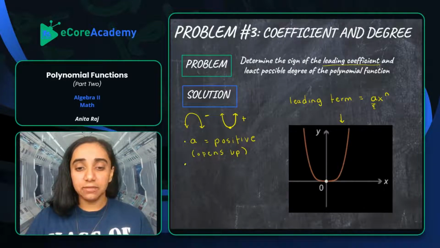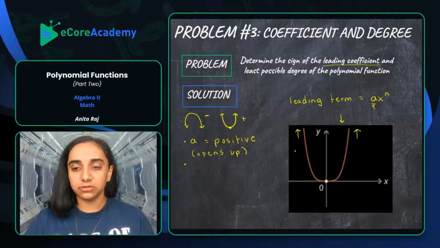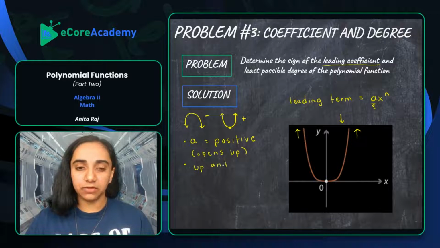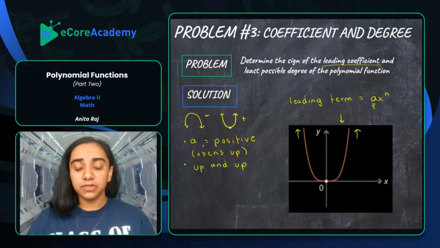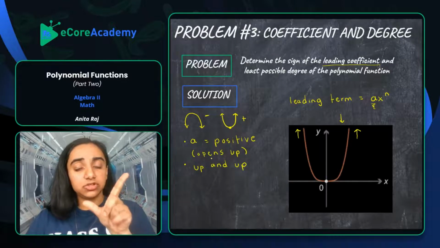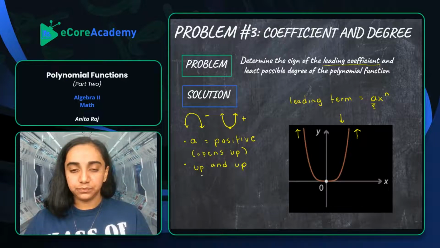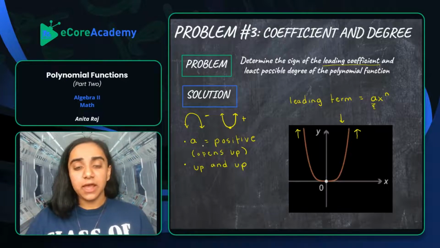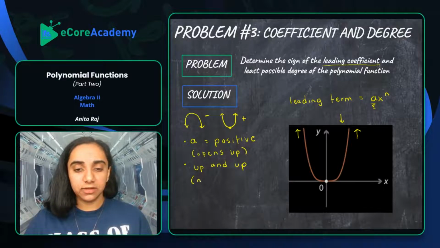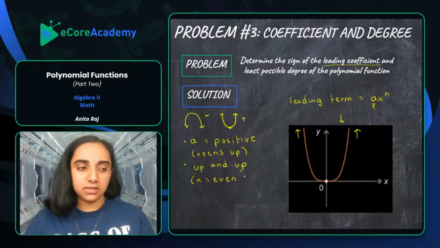Next, we can look at the end behavior. Well, this part of the graph goes up, and this part of the graph also goes up. So this graph exhibits up and up behavior. Both of the ends are going the same way, up and up. If it's up and up, that means a definitely, if you remember that same little chart I was talking about in the last problem, when the graph is up and up and a is positive, it can also reveal to us that n is even, like we talked about. So we know a is positive and n is even.